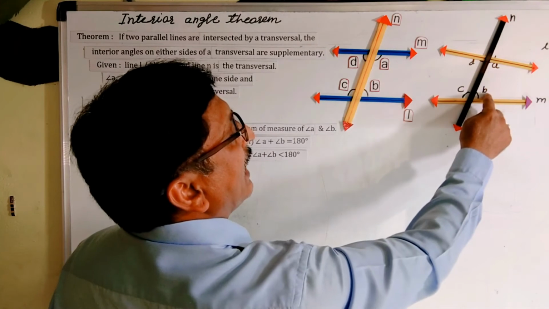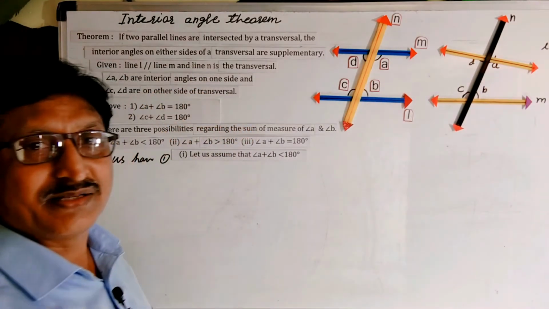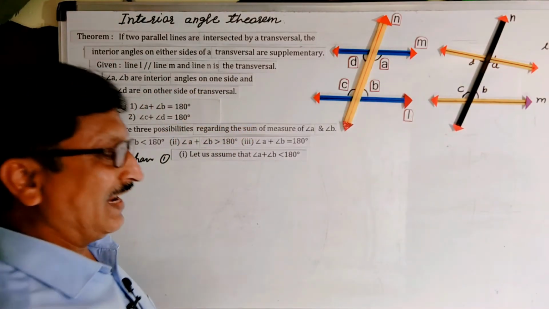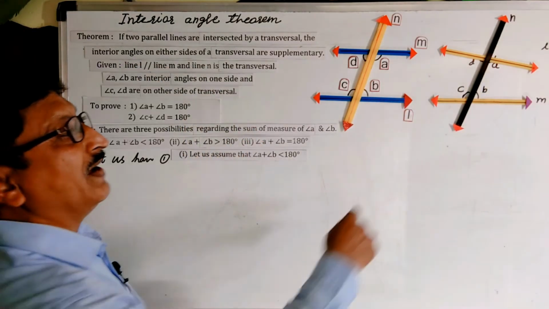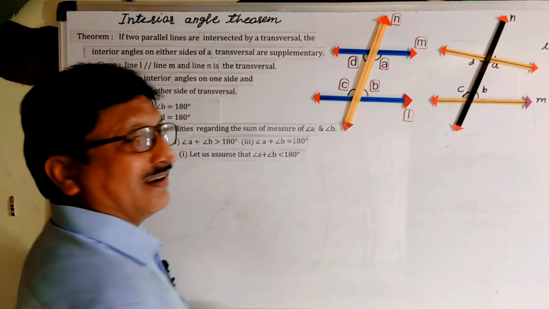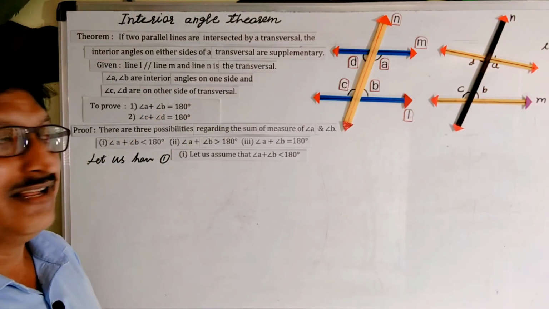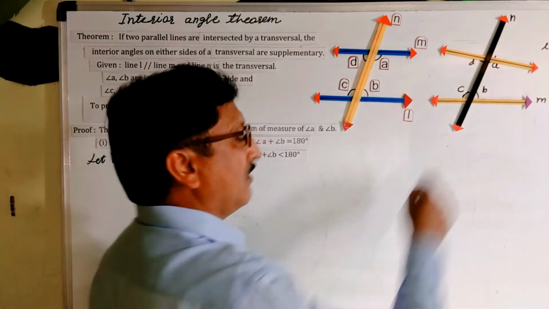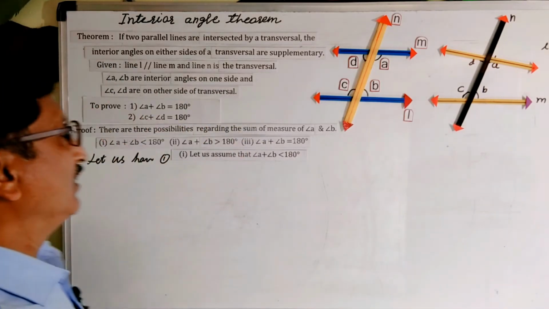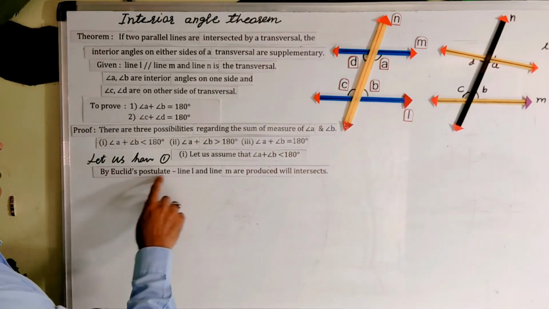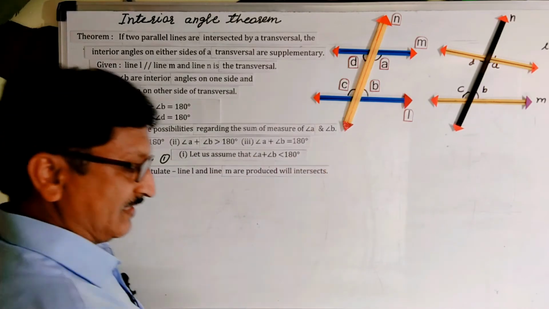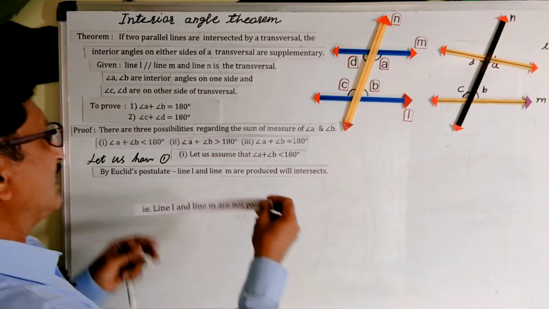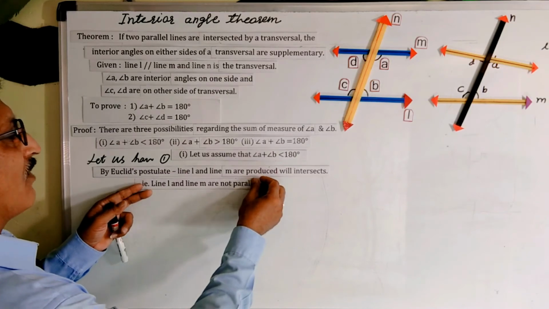The sum of angles A and B may be less than 180 degrees, and in such cases we have seen in the postulate that whenever the sum of these interior angles is less than 180 degrees, then these lines are not parallel. Therefore we can write, by Euclid's postulate, lines L and M when produced will intersect. That means they intersect, which means what? That their lines are not parallel.